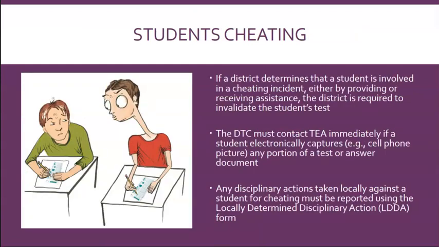As it pertains to cheating, if we determine that a student is involved in cheating, either by providing or receiving assistance, we are required to invalidate the student's test right then and right there. The district testing coordinator will contact TEA if the student electronically captures any portion of a test or answer document, because that's a much higher level of a cheating issue. Any disciplinary action that we take against students must be documented on a form called a locally determined disciplinary action form, and that is something typically that our principals would handle.